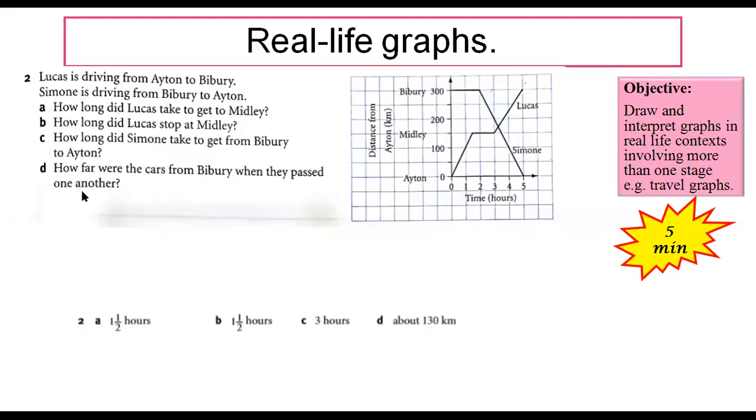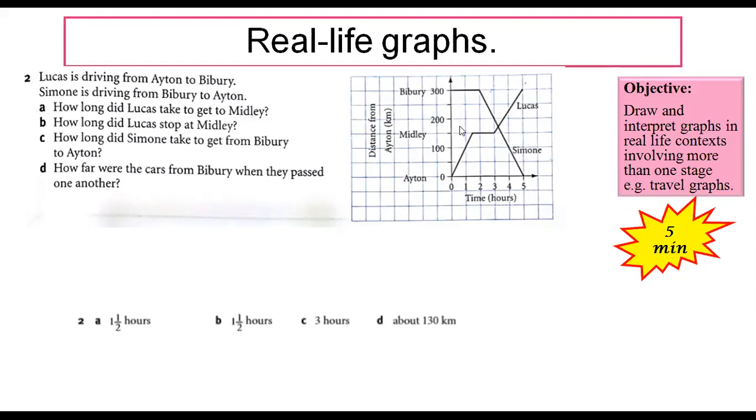This is the last part. The last part asks how far were the cars from Barbary when they passed one another? Passed one another means when they meet. They meet here. When they meet here, we're talking about how far, which means distance. So we need to go to the y-axis, the distance. When they meet, it's not exactly the half, it's a bit before the half. Let's say it's 100, 150, 200. So it's between 150 and 200. You can say it's 160, 170. It's okay if you use any of them.